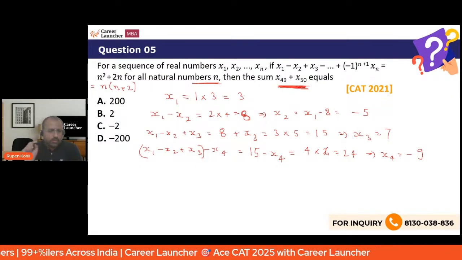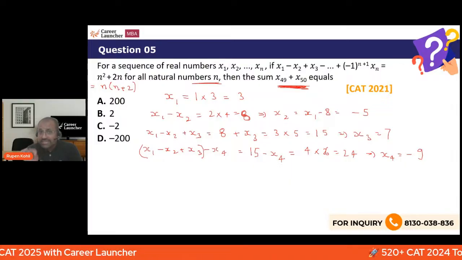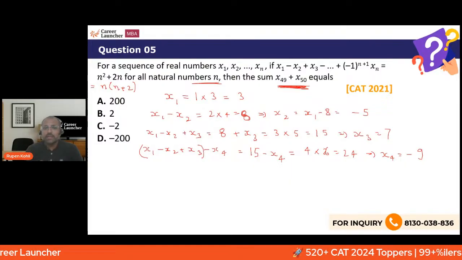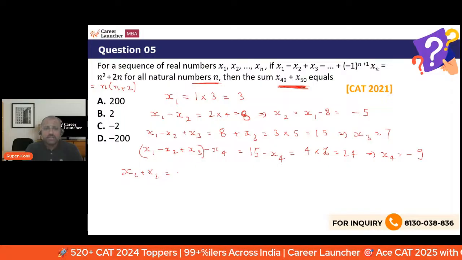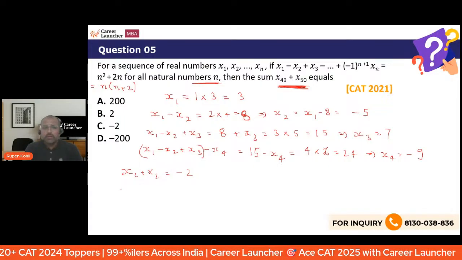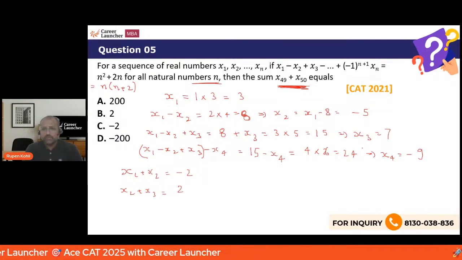Now, don't jump to calculate the 49th and 50th terms. Understand the pattern in the sum of two consecutive terms. What is x1 plus x2? 3 plus minus 5, minus 2. What is x2 plus x3? Minus 5 plus 7, which is 2. What is x3 plus x4?